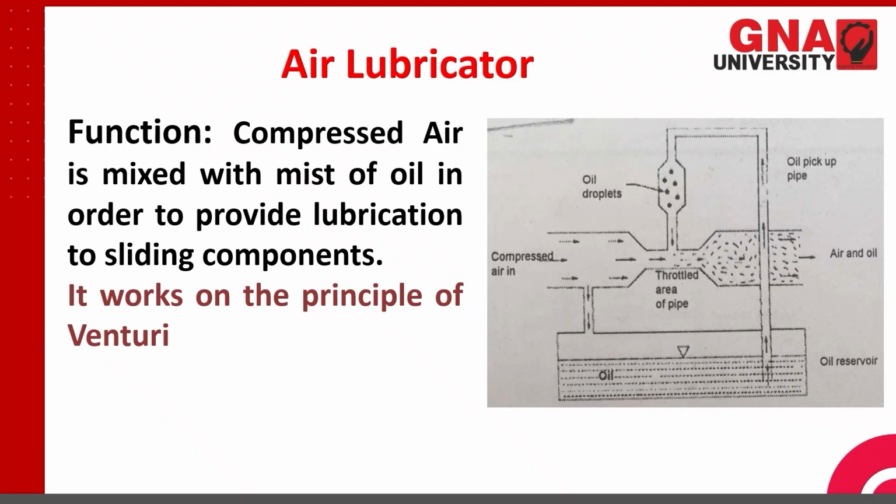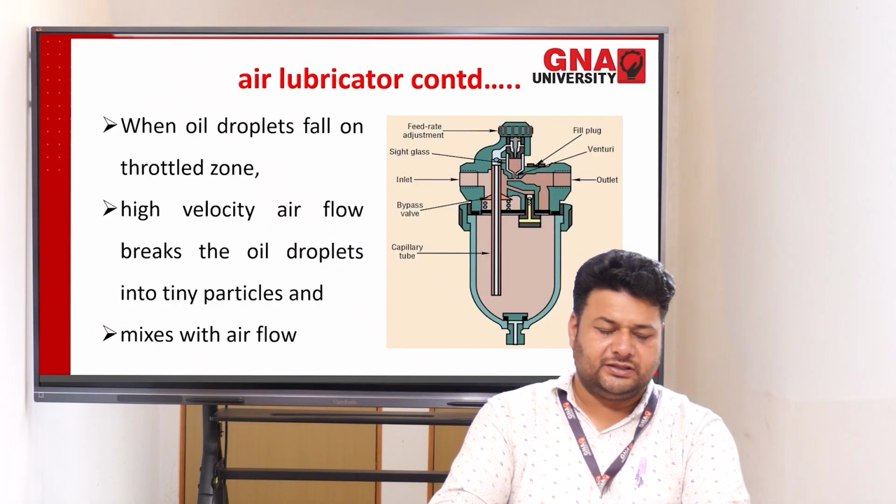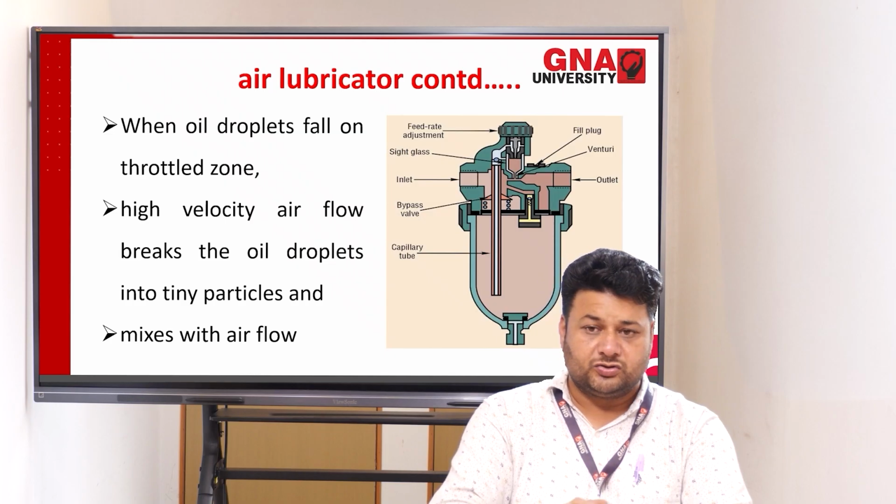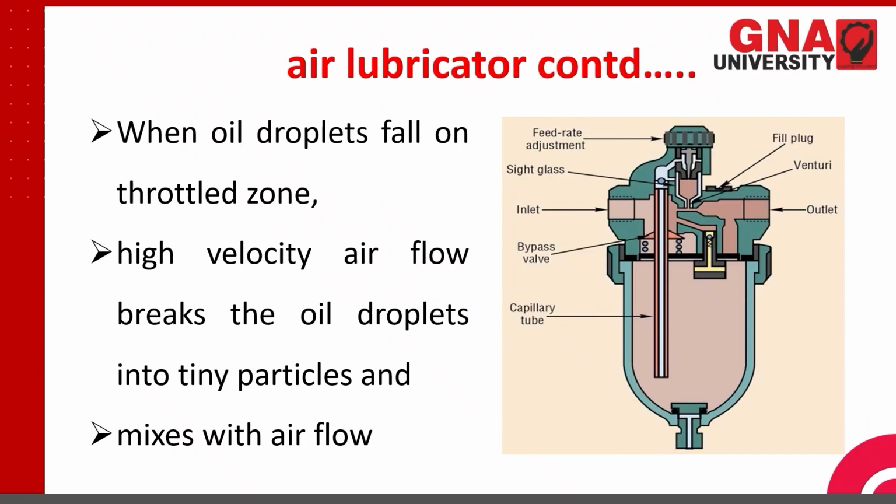So this is the function of the pressure regulator valve. The next part of the FRL unit is the air lubricator. The function of the air lubricator is to lubricate the compressed air. That is the prime function of the lubricator. So why do we need to lubricate the air that is used in the fluid power system?